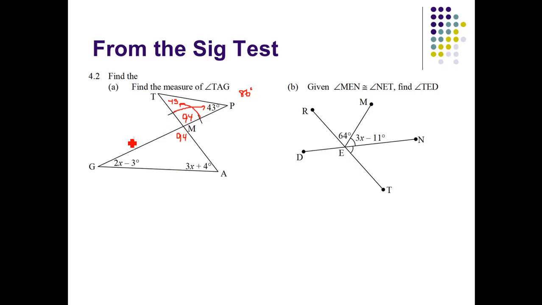Then again, use the sum of the angles in a triangle, adding up all these angles. Well, I've got 5x, negative 3 plus 4 is 1, plus 94 is 95, equals 180. So I've got 5x is equal to 85. Then 85 divided by 5 is 17.